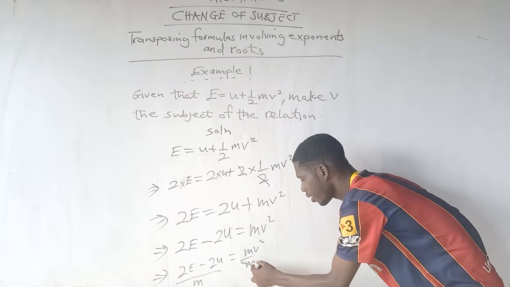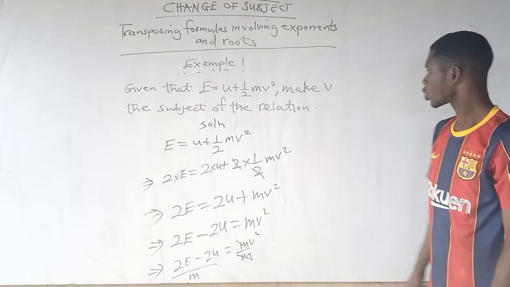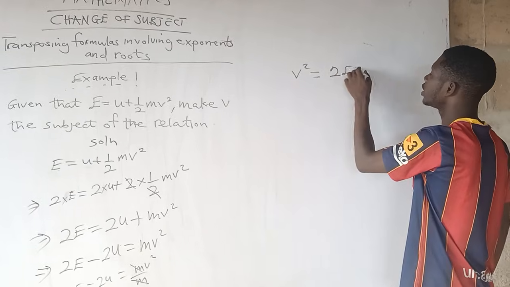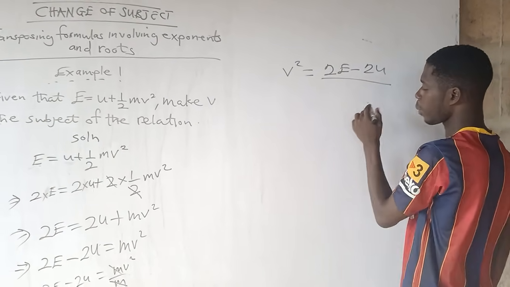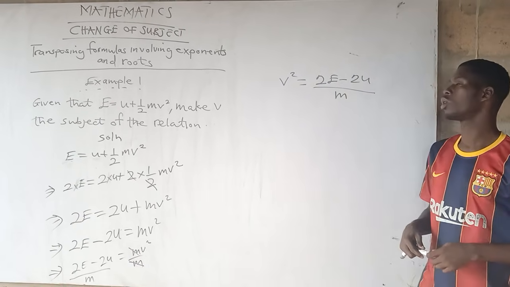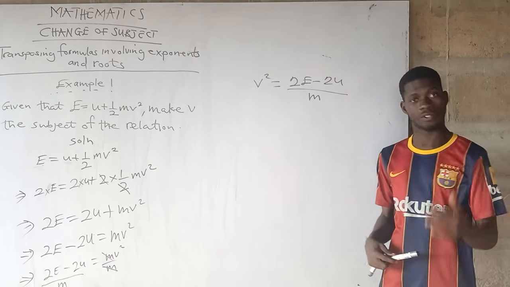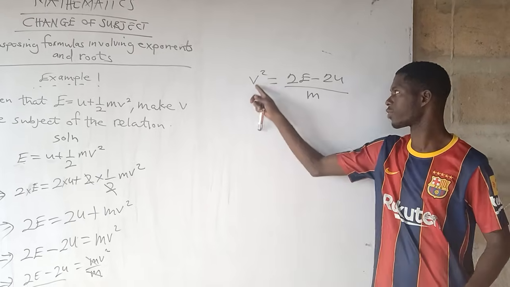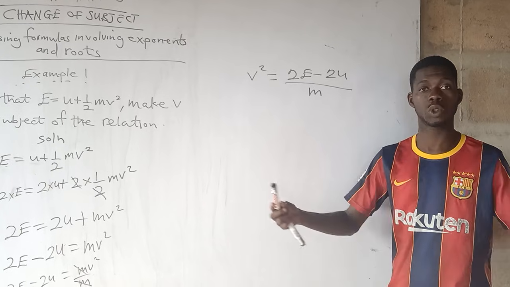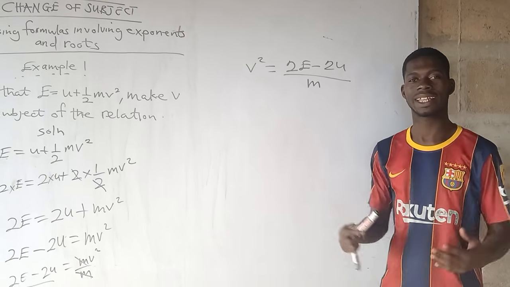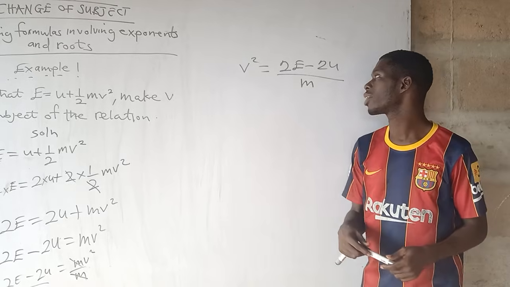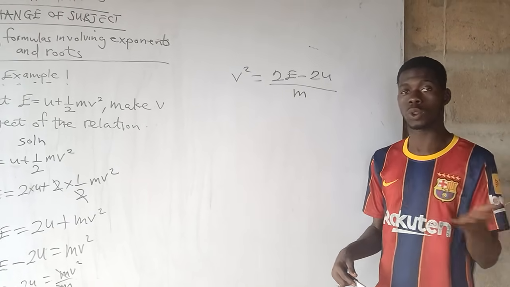So the m here, we cancel the m here, right? Yes. So we get v squared is equal to 2e minus 2u over m. And bear in mind, we are looking for v, not v squared. This is v squared. So we are looking for v, not v squared. So what do you have to do to get the v only? You square root both sides.